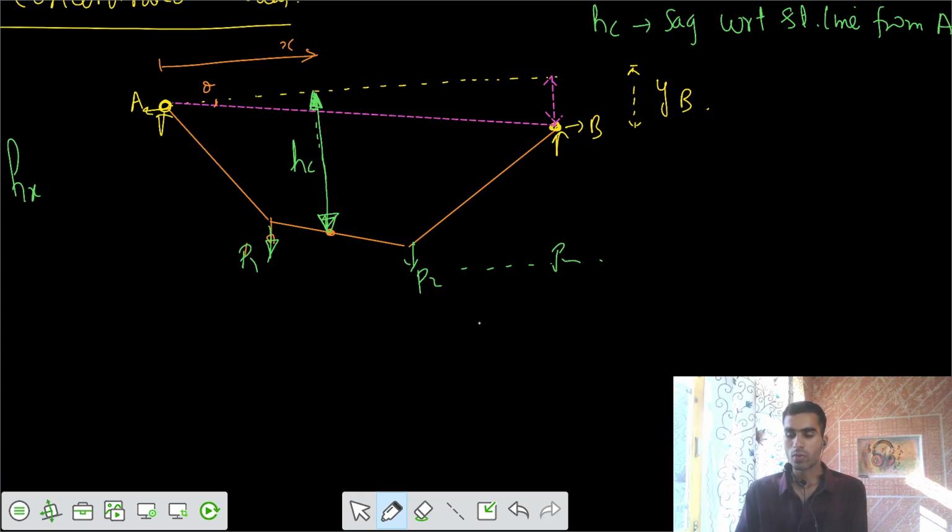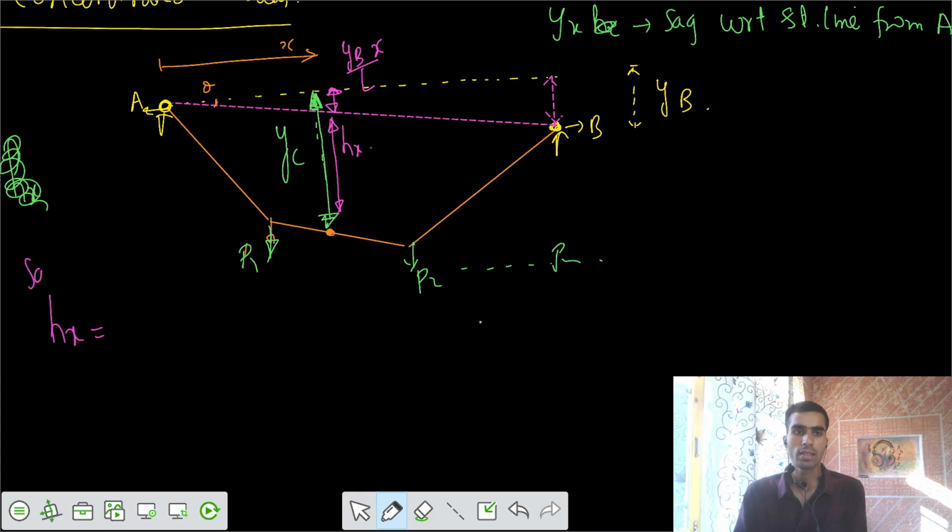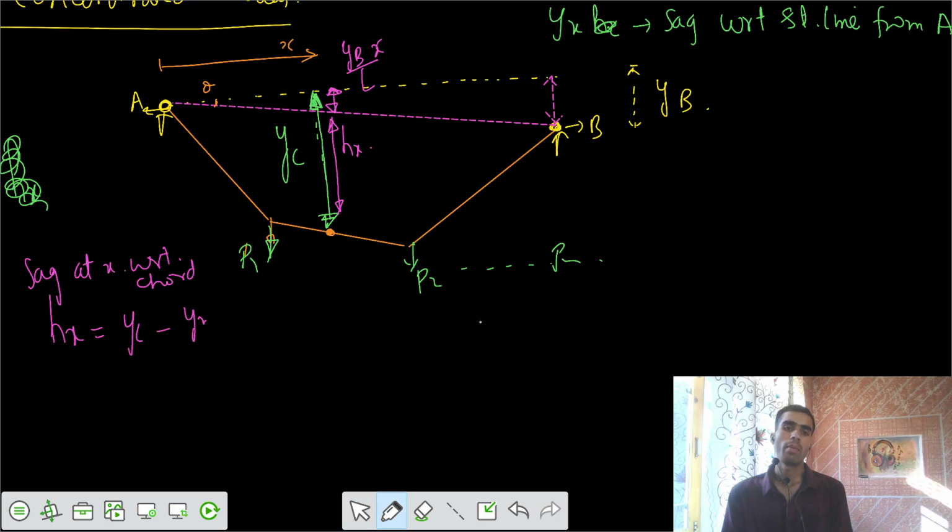This is your yx, the sag at any x, with respect to the straight line from A. And one more thing is that we have small hx. By similar triangles, this one is yb per unit length of x, but I need it for the length x. So the value of hx, the sag at any x with respect to the chord AB, equals yc minus yb by L into x.